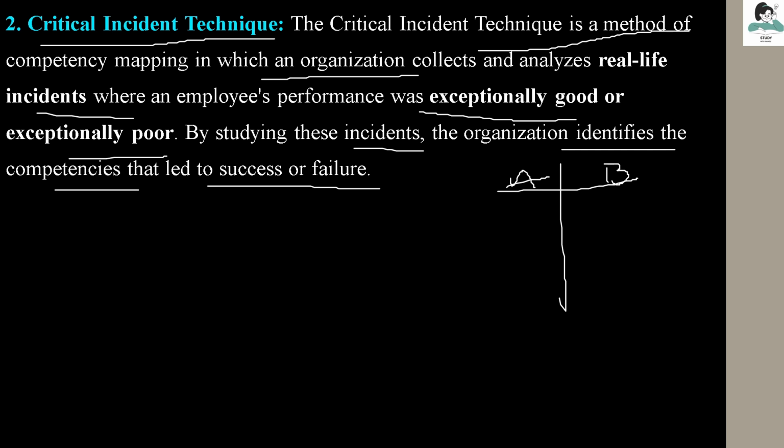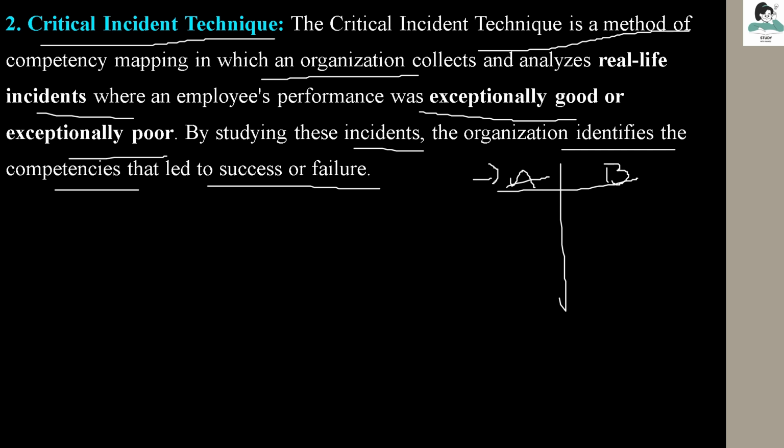Now what will employee A do? First of all, he remains very calm and controls his temper. Now he listens to what the problem of the customer is and solves it immediately. Now the customer is very happy, loses his anger and leaves.